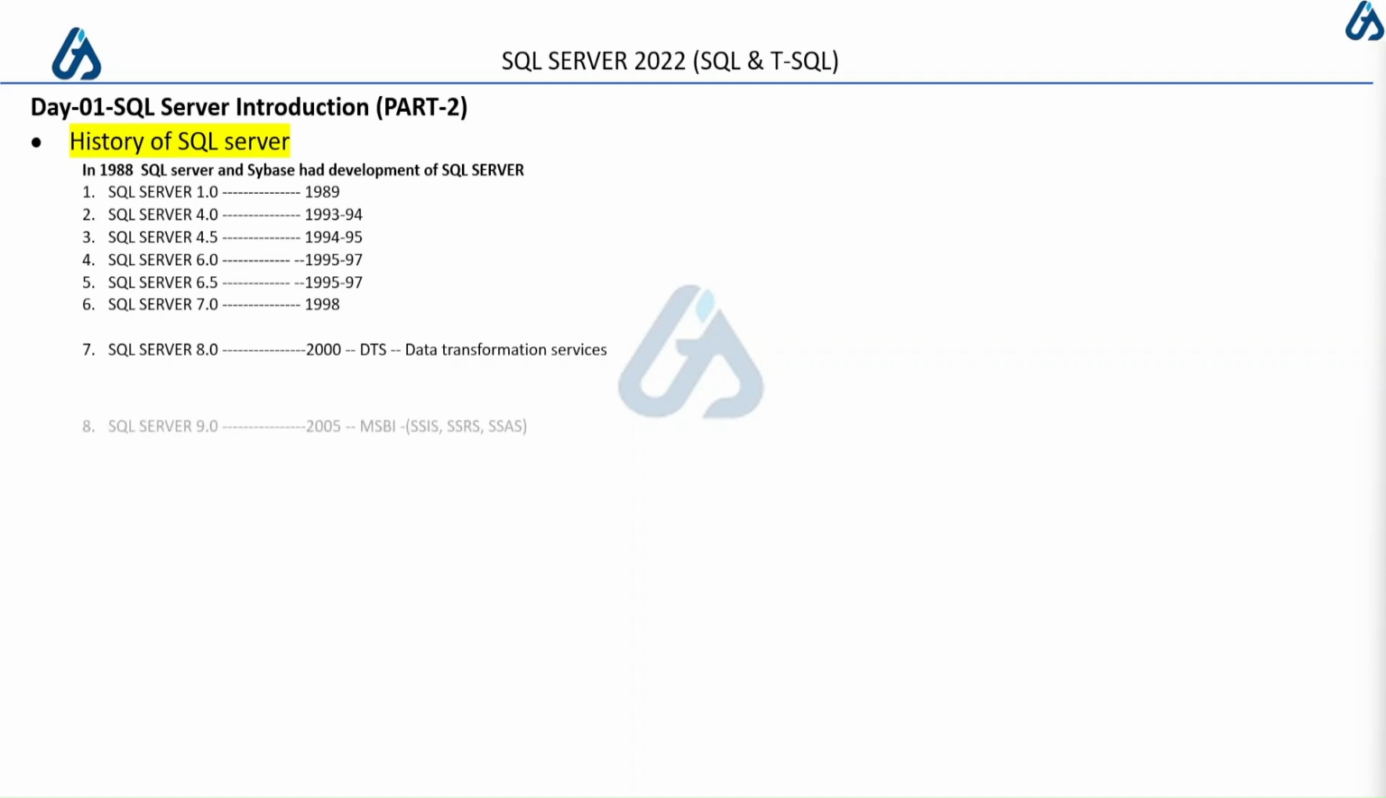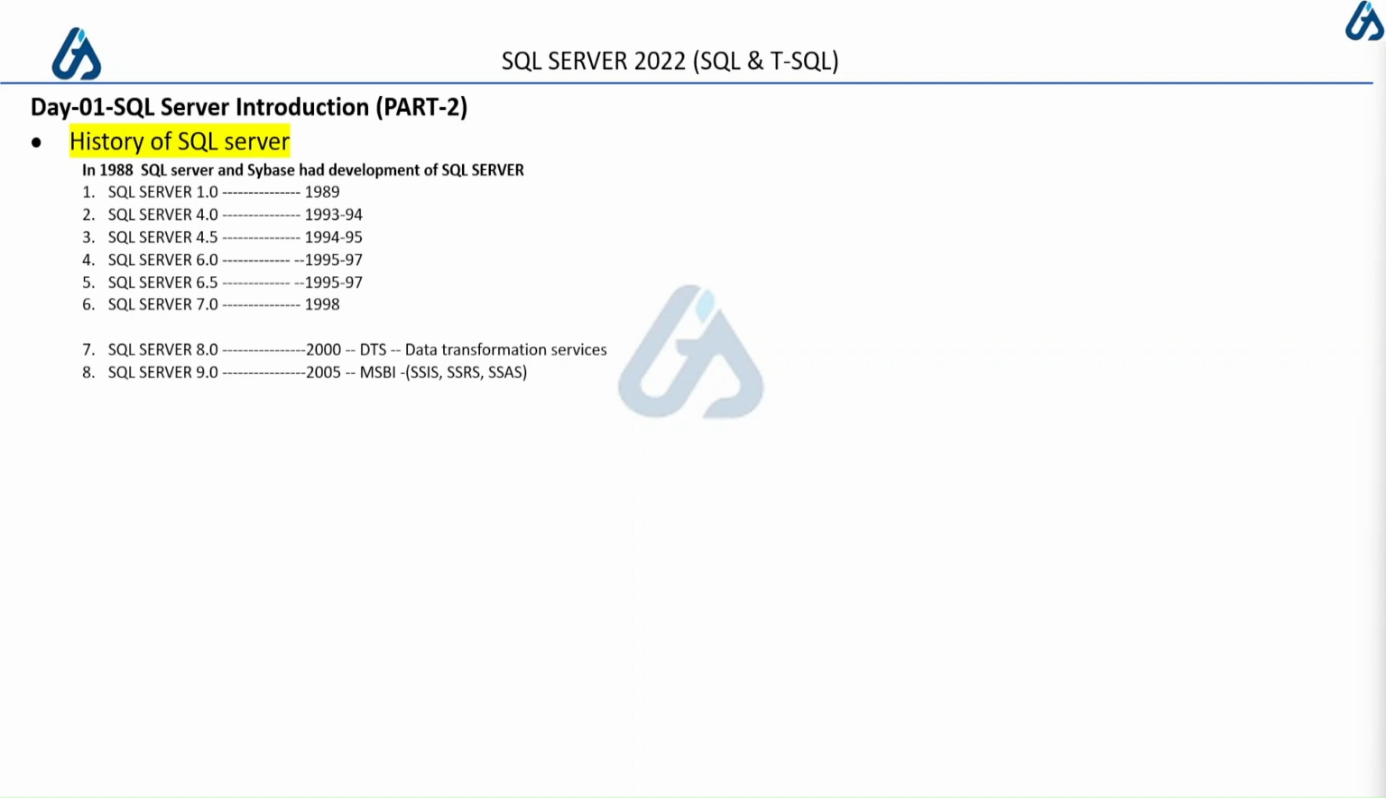Five years later, SQL Server launched its 9.0 version in the year 2005 along with MSBI, Microsoft Business Intelligence, with 3 modules. Those are SQL Server Integration Services, also called SSIS, SQL Server Reporting Services, also called SSRS, and SQL Server Analysis Services, also called SSAS. When you purchase a license for the SQL Server database, this MSBI is free of cost. It is a complete business intelligence program. You will be able to store data from different sources, and you will be able to generate reports also.